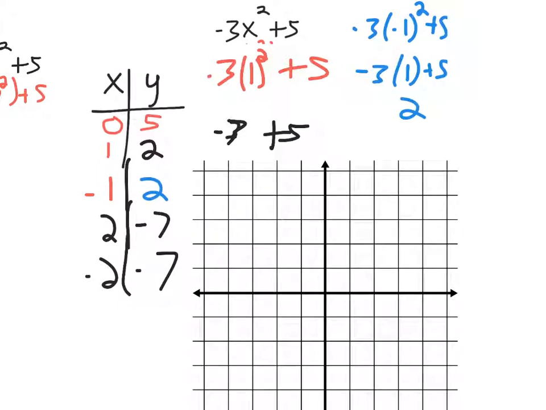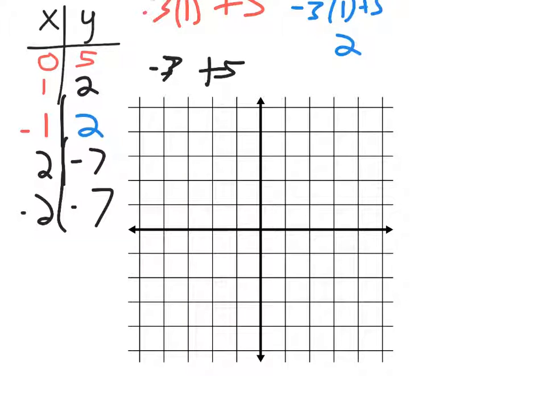And we like data tables like this because it gives us a rough sketch of what the graph should look like without a graphing calculator. At 0, 5, I'm going to put a dot. Oops. That's not really on the line. There we go. At 1, 2, I'm going to put a dot. At -1, 2, I'm going to put a dot. At 2, -7, I'm going to put a dot. And at -2, -7, I'm going to put a dot as well.